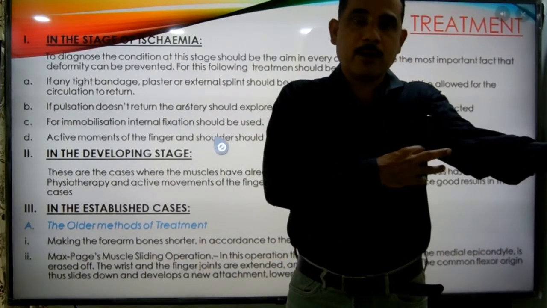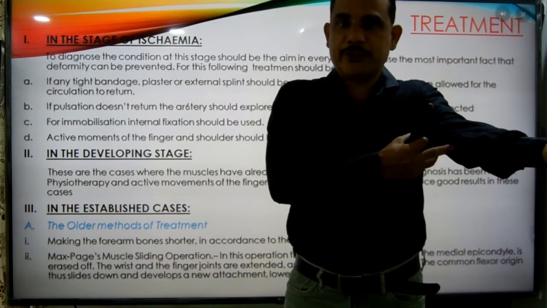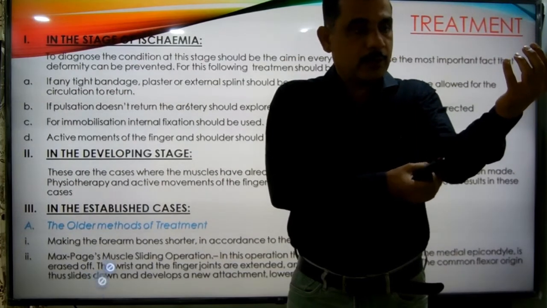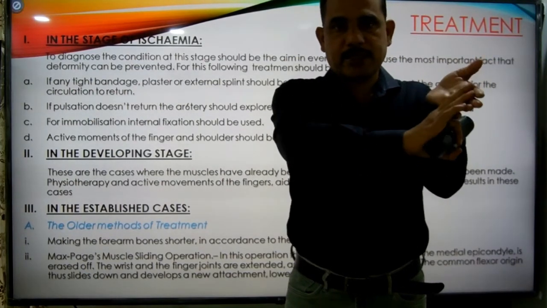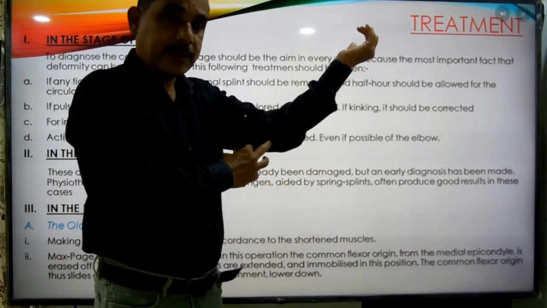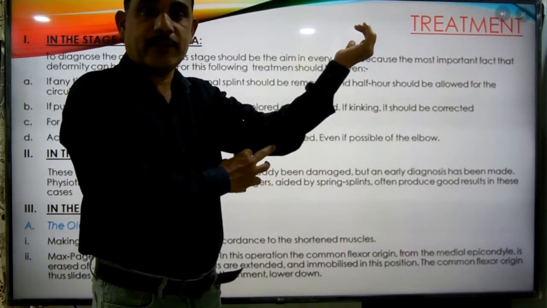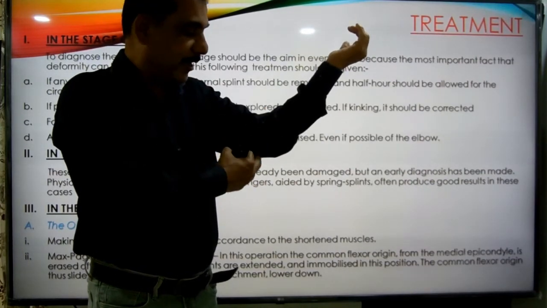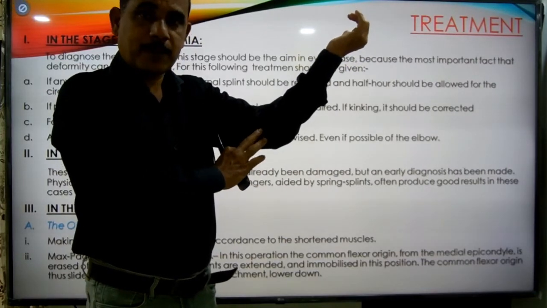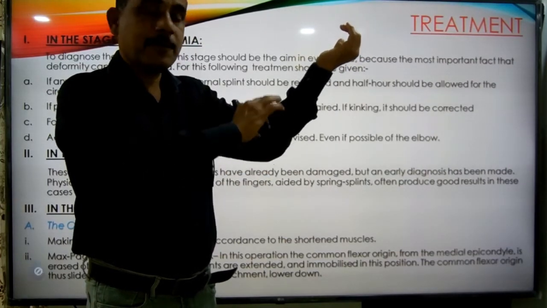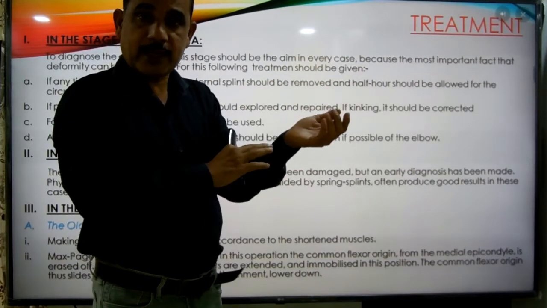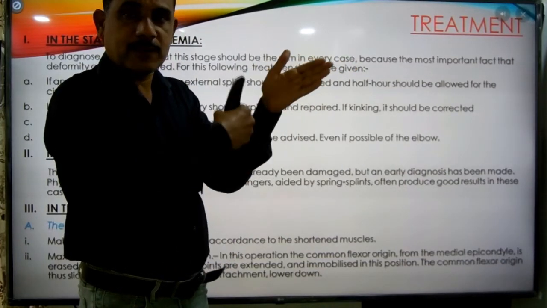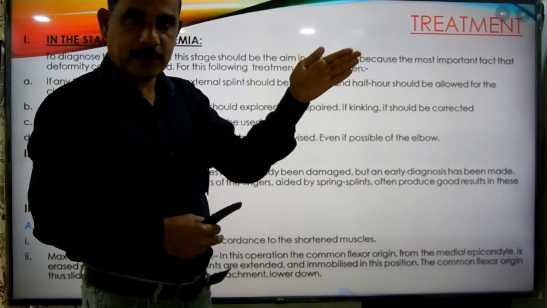So this, the common flexor origin has been erased or dissected, and after that what happens? The wrist has been extended and the fingers have been extended. So like this. After cutting out the common flexor origin at the medial epicondyle, most of the flexor muscles arise from where? The medial epicondyle. Their origin has been dissected out, isn't it? And then this wrist, which was flexed, is extended, and the fingers are extended, and they are immobilized in the same position, isn't it?